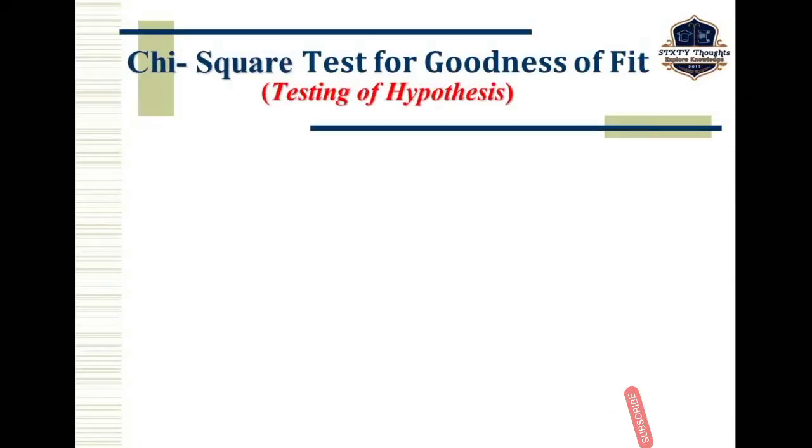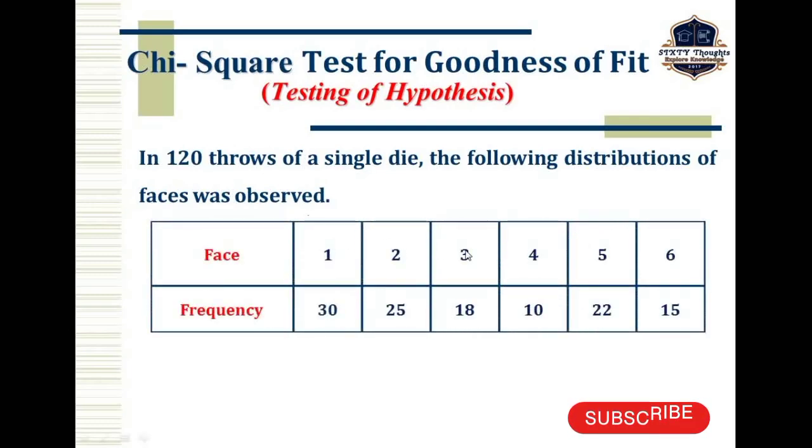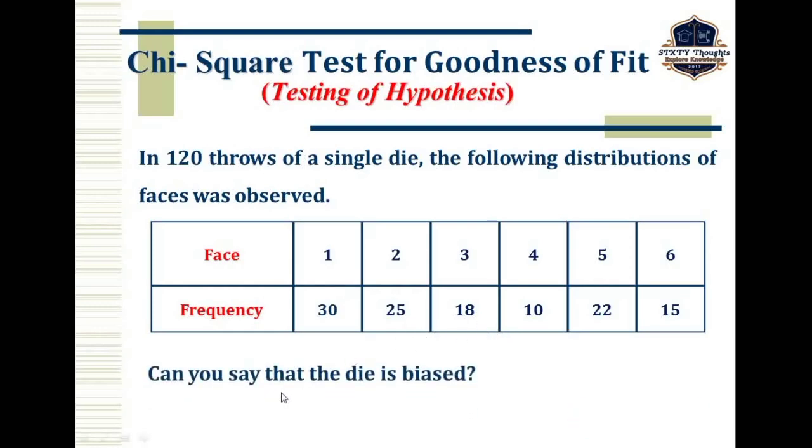Today we are going to discuss the chi-square test for goodness of fit. Let us consider one problem. In 120 throws of a single die, the following distribution of faces was observed. Here they have given two categories: one is face, another is frequency. We have six different faces and six different frequencies. Using this data, can you say that the die is biased or not?